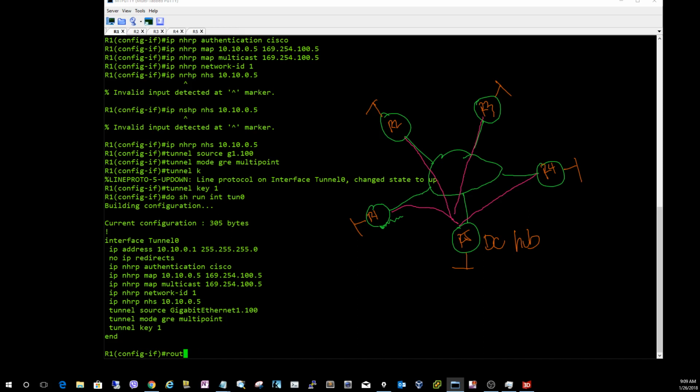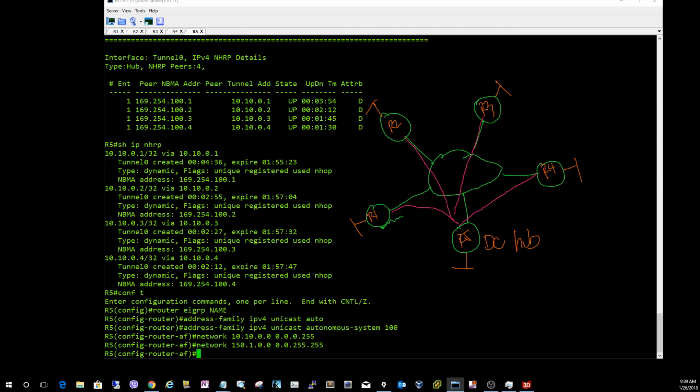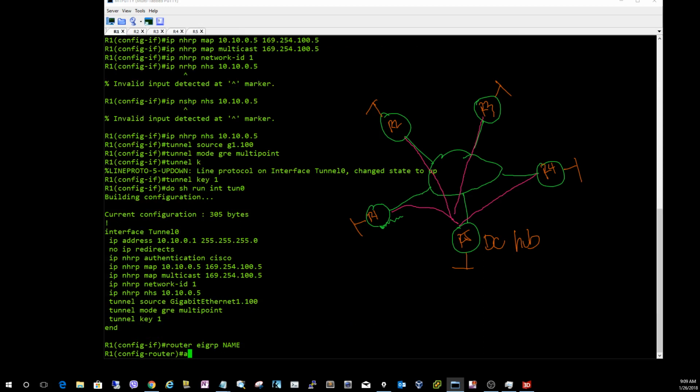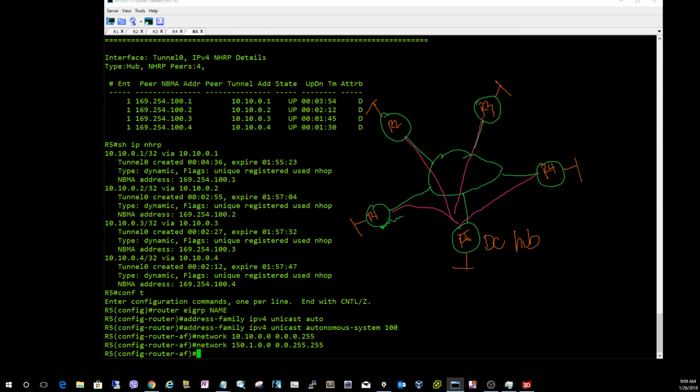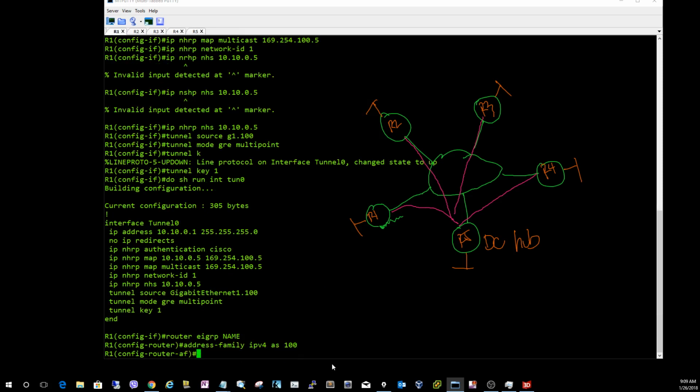We're gonna do router EIGRP name. Is it the same name? Okay, name, address family IPv4 AS. Okay, so either you can say address family IPv4 unicast autonomous system 100, or you can do this as well. Same thing, same but different.